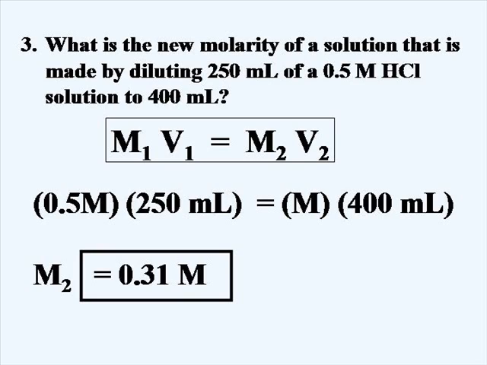What is the new molarity of a solution that is made by diluting 250 mL of a 0.5 molar HCl solution to 400 milliliters? Using the same equation, we take the initial conditions, 0.5 molar, 250 milliliters, and set them equal to the final scenario, which is 400 milliliters times the new molarity. In doing this, the new molarity will be equivalent to 0.31 molar. It's important that your volume units, again, are equivalent to each other so that they can cancel out.